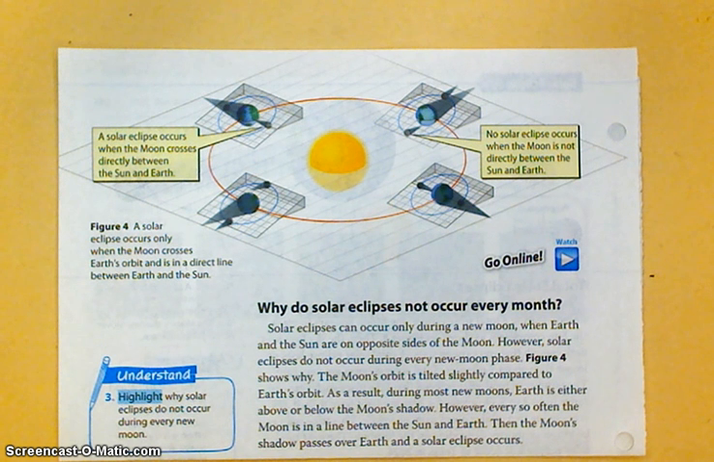However, solar eclipses do not occur during every new moon phase because the moon's orbit is tilted slightly compared to the Earth's orbit. As a result, during most new moons, Earth is either above or below the moon's shadow. However, every so often the moon is in line between the sun and the Earth, and then the moon's shadow passes over the Earth and a solar eclipse occurs. Okay?